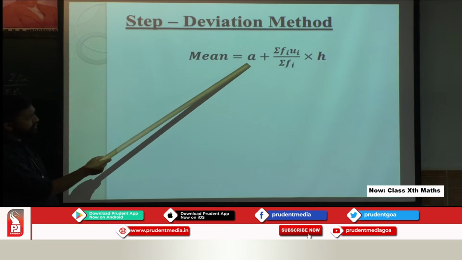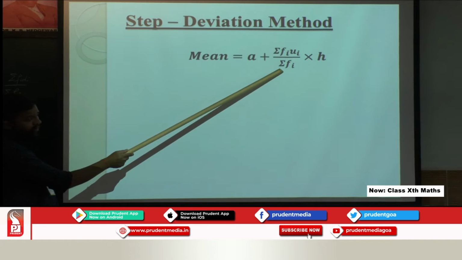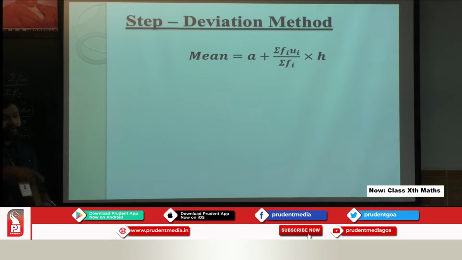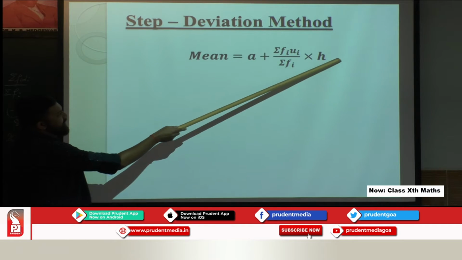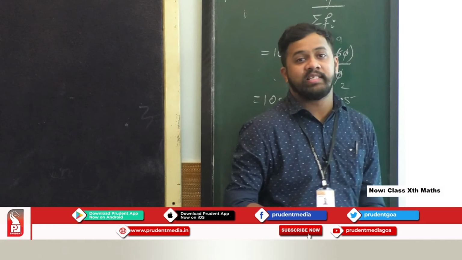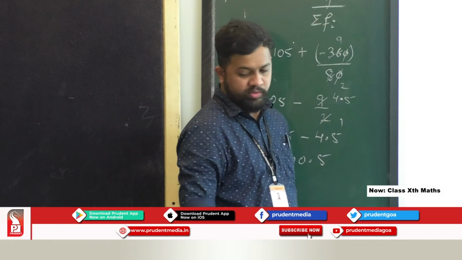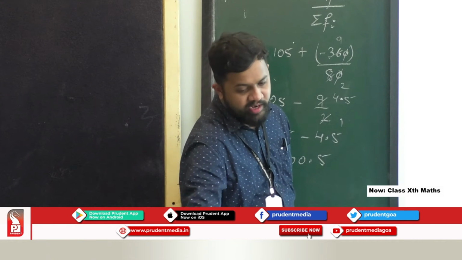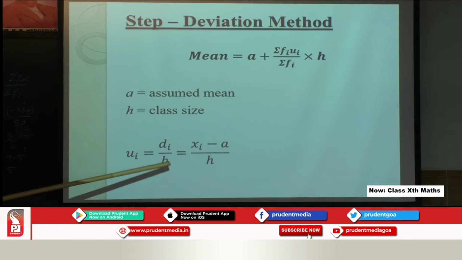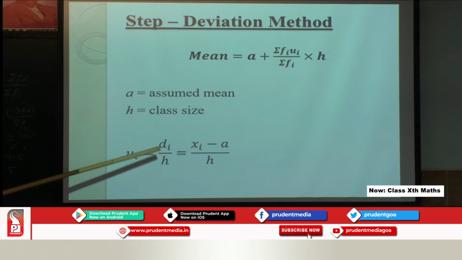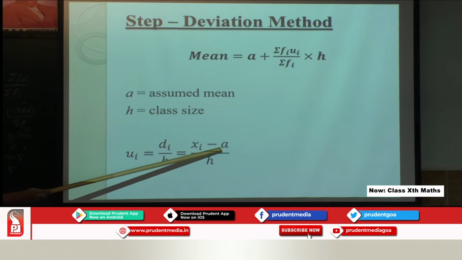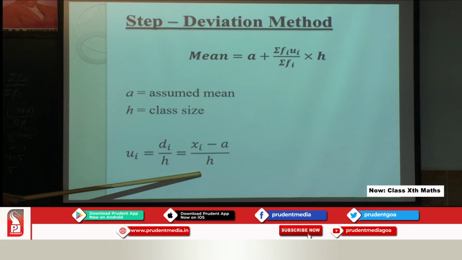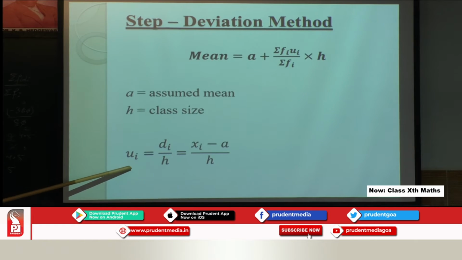A you are familiar with, assume mean. Summation Fi you are familiar with, this is also common. There is something called Ui, I will explain what Ui is, and there is H. You know what H is? Class size or class width, that is what is called H. So A is the assume mean, H is the class size, and the formula of Ui is Di upon H. What is Di? Deviation. In the last method we have seen, Di is deviation. And what is the formula of Di? Xi minus A. So Xi minus A divided by H. So this one column will be there now, Ui.